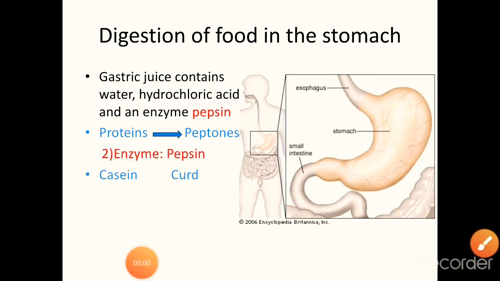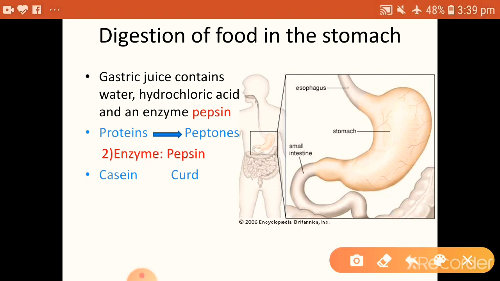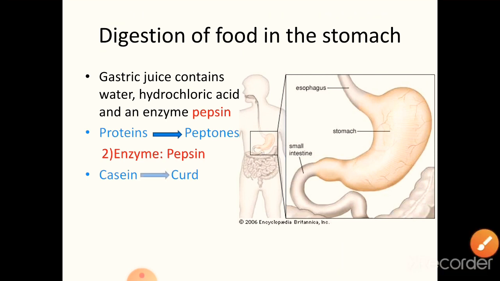We have another type of protein known as casein. This protein casein is present in milk and in food which contains milk. This casein has to be converted to curd, which is the simpler form of casein. It's broken down to curd with the help of the enzyme known as renin. So remember the name of the enzyme, which is renin. This is the third enzyme we are coming across. Please remember all the names of the enzymes and their functions.